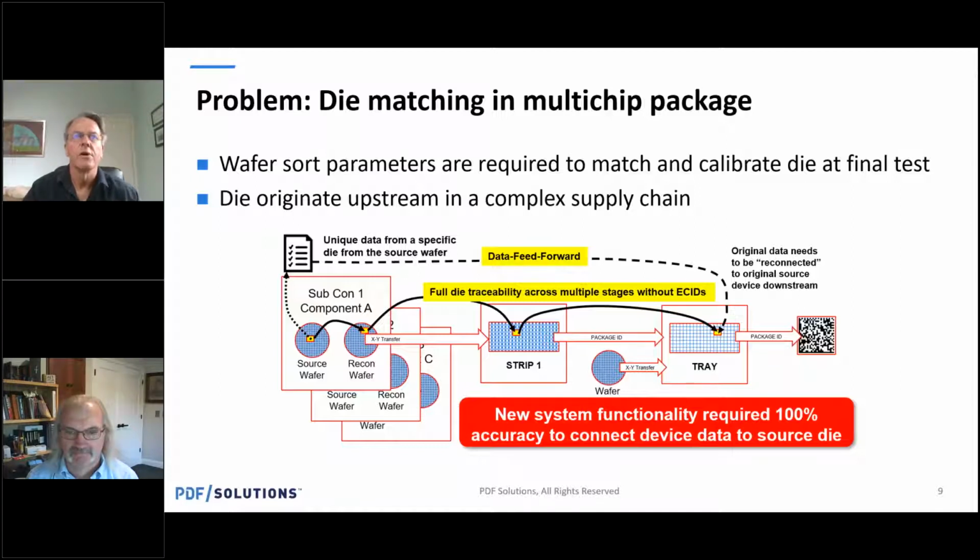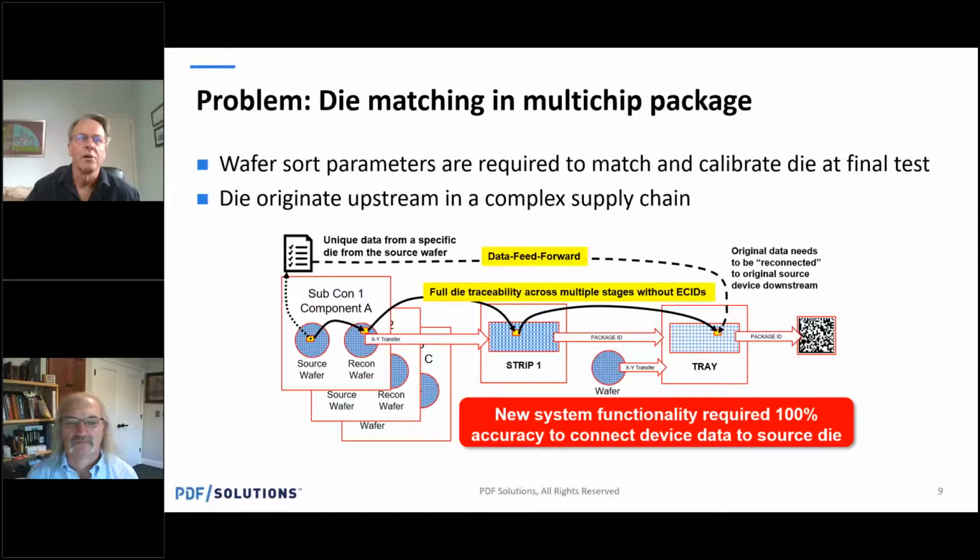Yeah, so I want you to consider an application, another situation where we're trying to match die in a multi-chip package. So imagine there's two die, or two or more die, that end up in a final package, and they have to be matched or calibrated to one another in order for the final application to work. Without this calibration, the device simply doesn't work and cannot be sold.